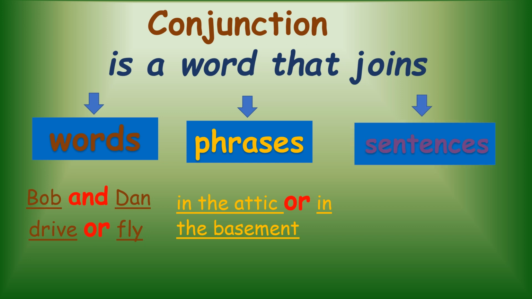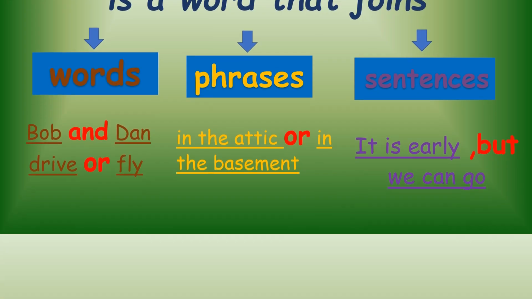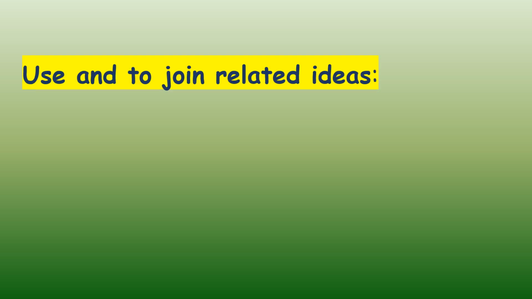A conjunction may also join sentences. Example: it is early, but we can go. These are two simple sentences or independent clauses joined together with the conjunction but. As we said before, we're going to discuss three of the coordinating conjunctions only: and, but, or. Let's discuss and first. Use and to join related ideas, similar ideas.